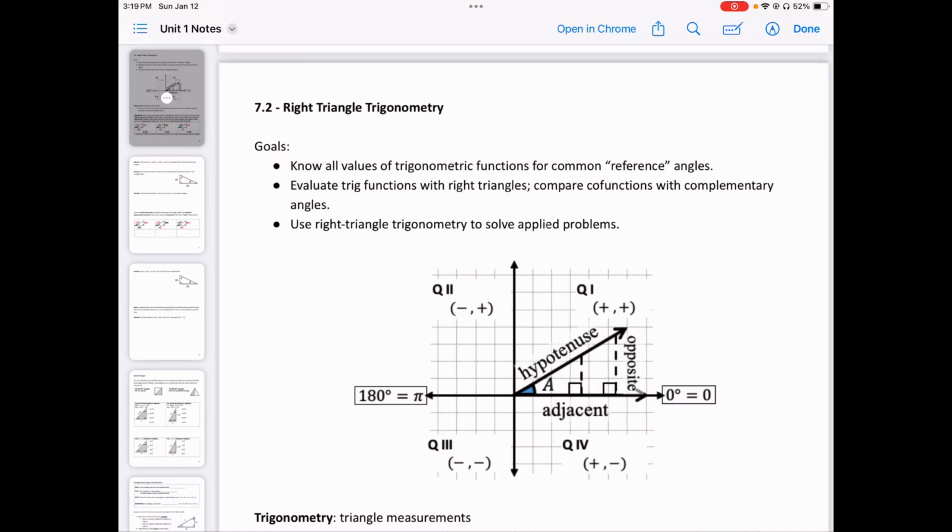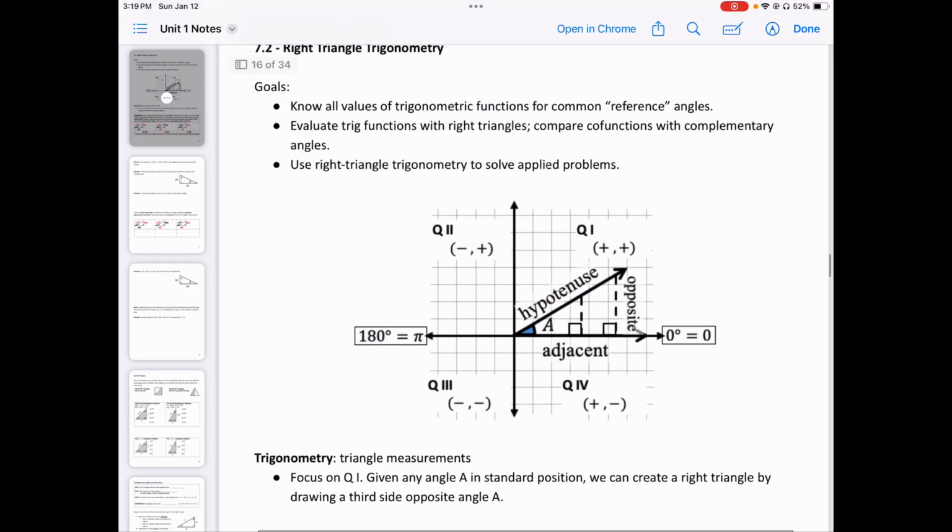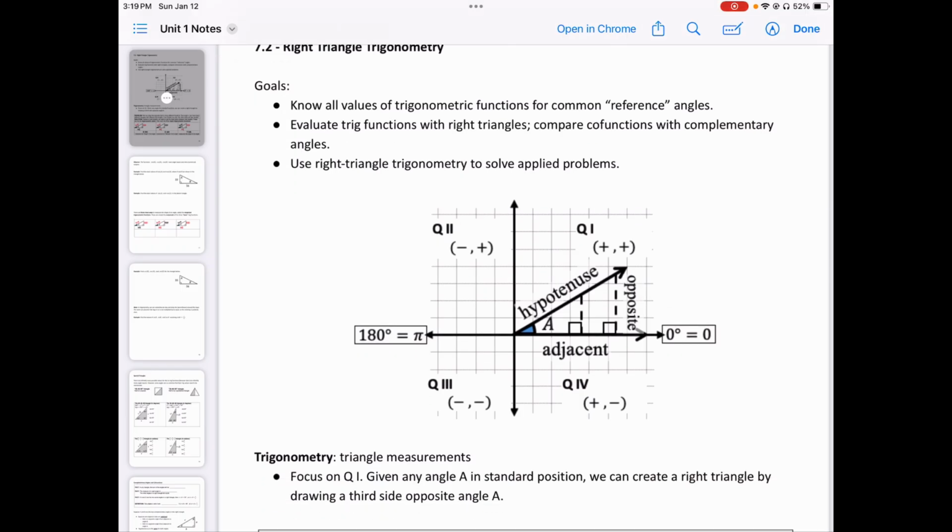This video is going to cover 7.2, which is right triangle trigonometry. Brief reminder about the quadrants. We're starting on the top right and we go counterclockwise. We're going to be using that a lot.